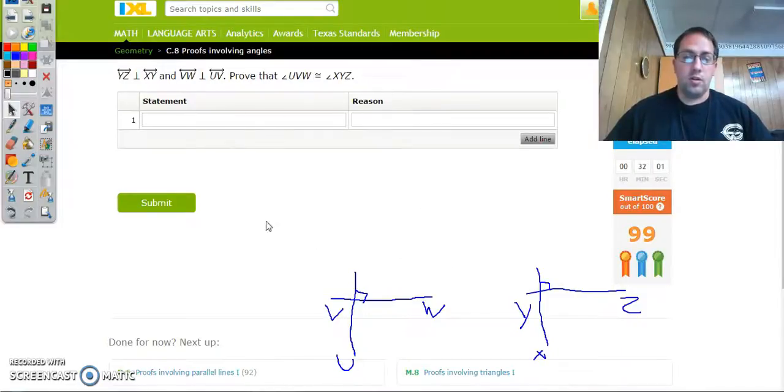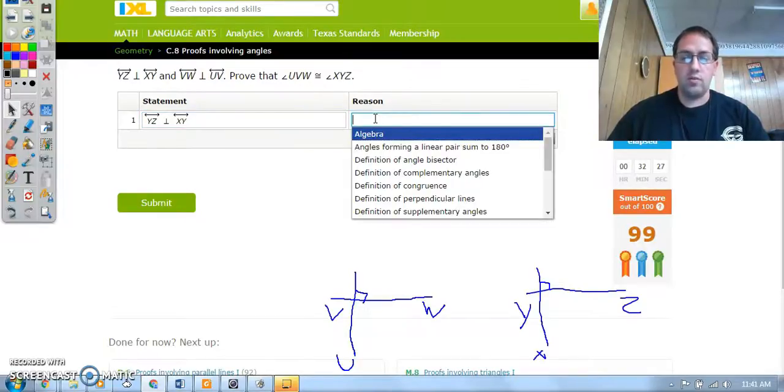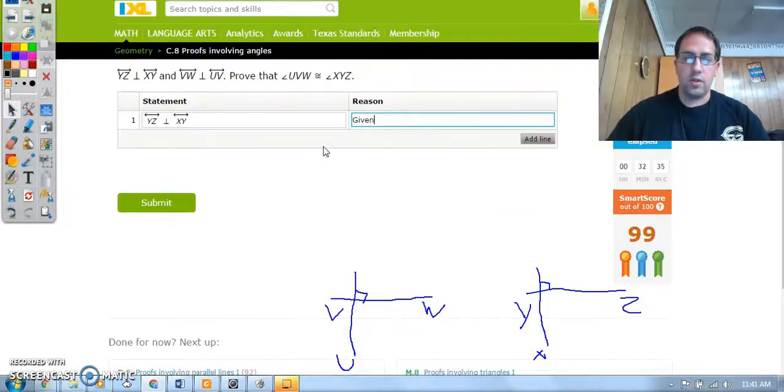But we have to put this all into our two-column proof. So statement one, how do we begin this? Well, we begin this with what we were given. So we're going to say that line YZ is perpendicular to line XY. And we have to say this because in a minute we're going to use that to say that they're 90-degree angles. We can't say that they're 90-degree angles if we haven't said that they're perpendicular. We know this because that was given information.